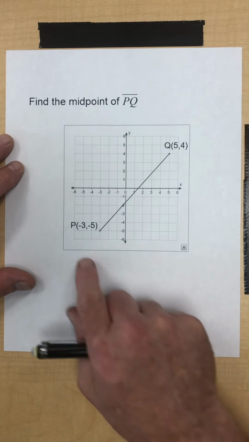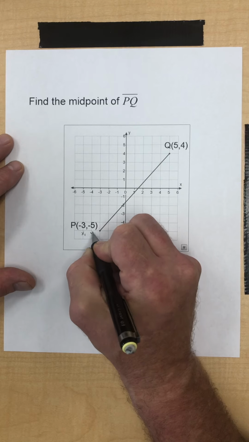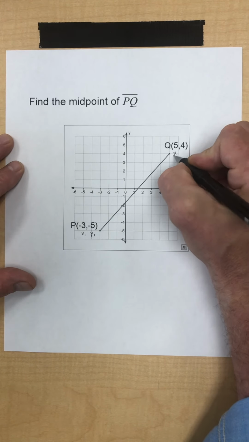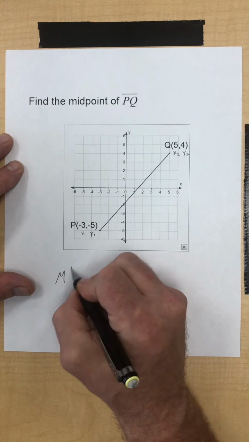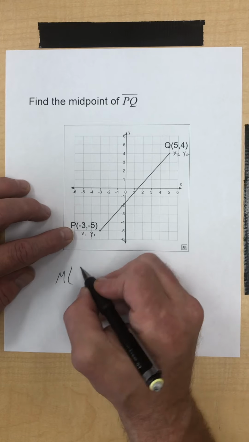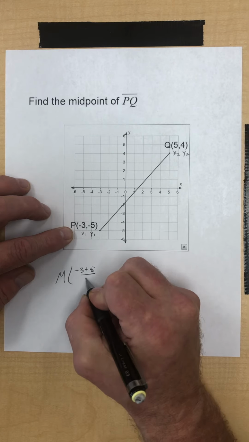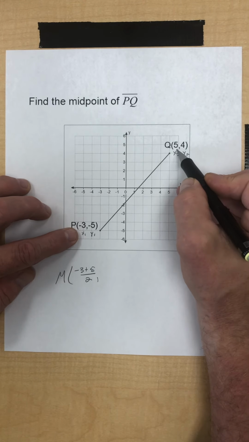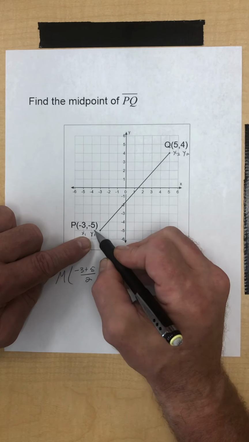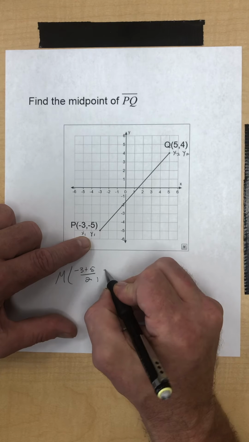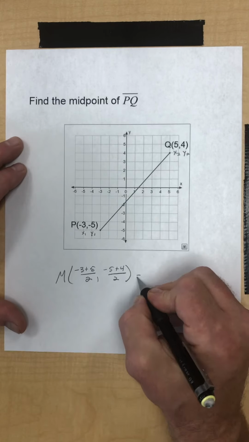Okay, so notice we could say this is your x sub 1 and this is your y sub 1, and then this would be your x sub 2 and this would be your y sub 2. Okay, so our midpoint, we take the average of these coordinates. So I'd go -3 plus 5 and then divide that by 2. And notice I'm adding the x coordinates, taking their average and dividing by 2. And then I take the average of the y coordinates. So I add the -5 plus the 4, and then divide by 2. And then we just simplify that.